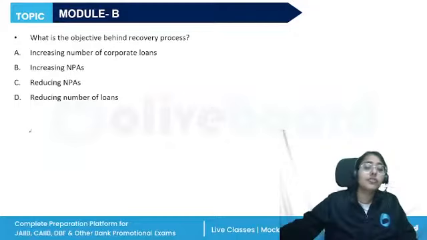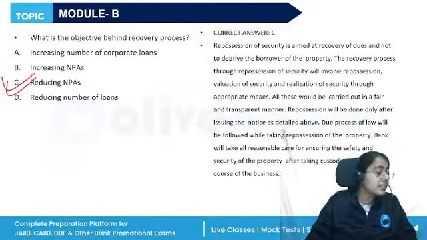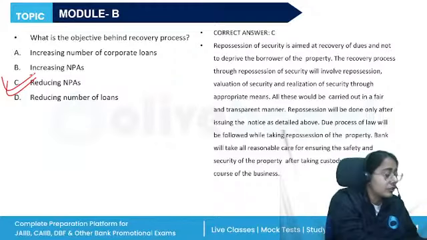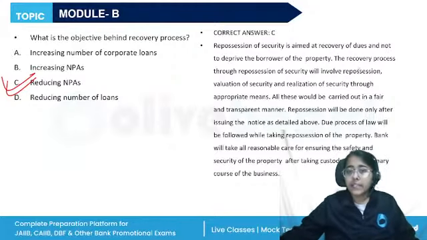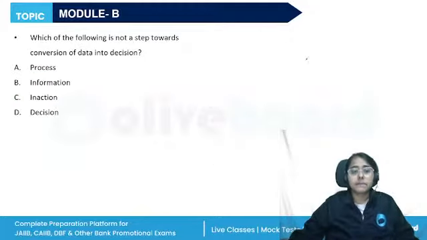The objective is to reduce the NPAs, because the NPAs will show as a negative factor in the books of the banks. It will hamper their lending capacity, and it will also create a bad image in the market, right? So, security repossession is aimed at recovery of dues and not to deprive the borrower of the property.